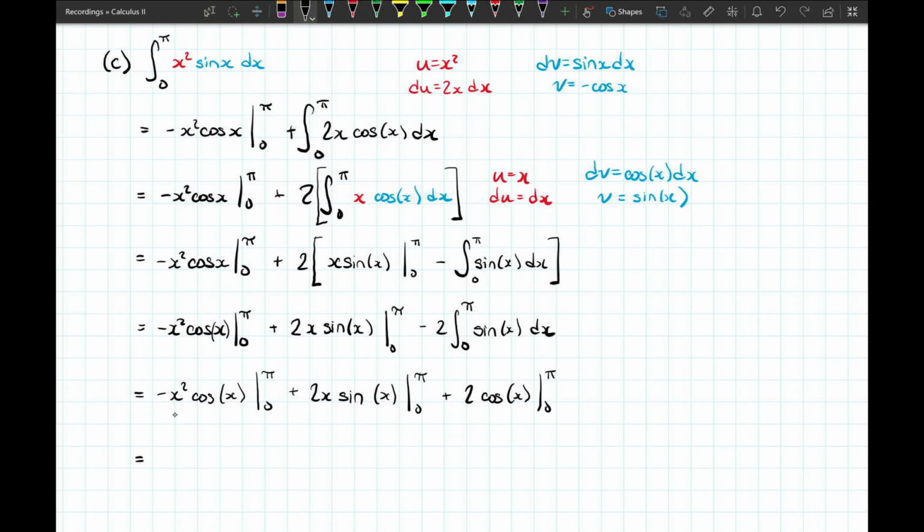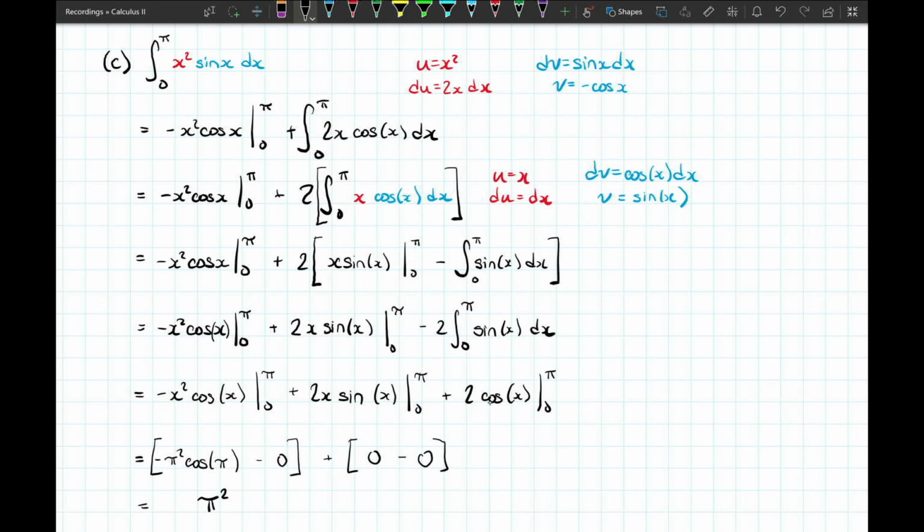This first expression, x squared cosine x evaluated from 0 to pi. Well, the good news here is when we plug in x equals 0, the whole expression equals 0. And cosine of pi is just equal to negative 1. So this will evaluate to being pi squared. Now, for this next piece, 2x sine x, I'm going to plug in pi and I'm going to plug in 0. But sine evaluated at pi and sine evaluated at 0 are both 0. So when I evaluate that expression from 0 to pi, I just get 0 minus 0.